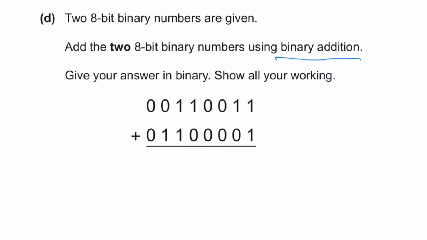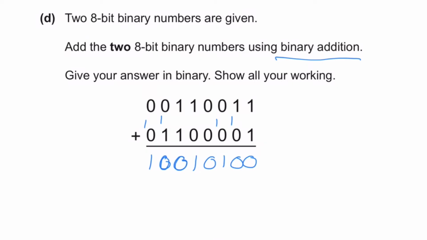1 plus 1 is 2, but we've only got zeros and ones in binary. So we put 0 down, carry the 1. 1 plus 0 is 1, but we've got another 1 there, so it's 2 again. So we've got 0, carry the 1. 0 plus 0 is 0, plus 1, okay, 1. 0. 1 plus 1 is 2, so 0, carry the 1. 1 plus 0 is 1, but we've got another 1 there, so we put 0, carry the 1. So that would be our answer.